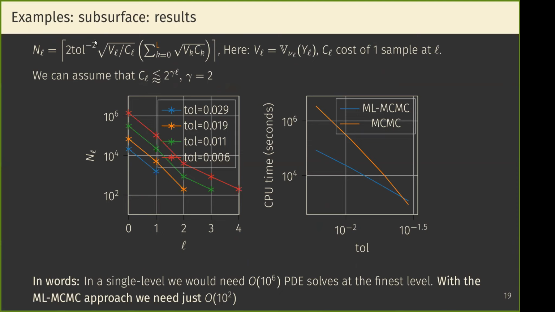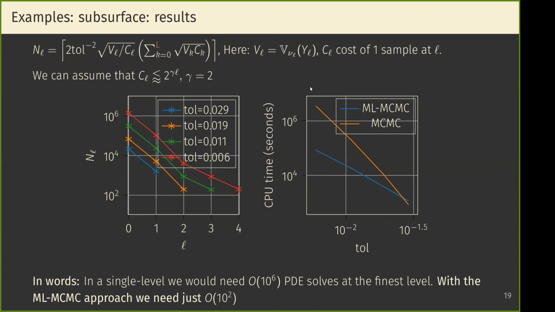And lastly, having verified numerically that these two conditions hold, we can estimate the optimal number of samples per level given by this form. And under the assumption that the cost of evaluating a quantity of interest grows like this for gamma equals 2, then we can get that for each of these four tolerances, the number of samples would look in this form. Or perhaps a better way, where you would probably get more information, is to compare the computational cost of this method with respect to a single level estimator. The CPU time in seconds would grow like this.